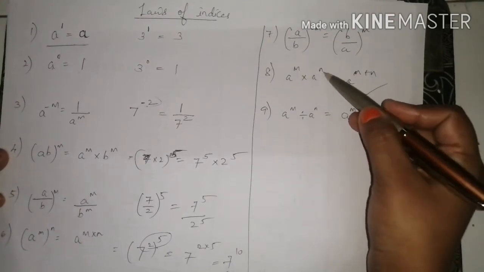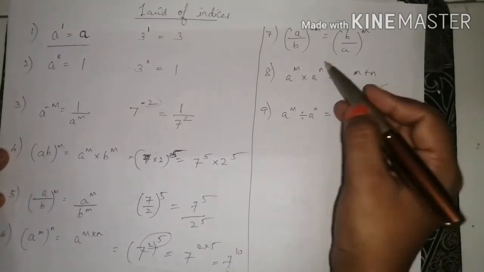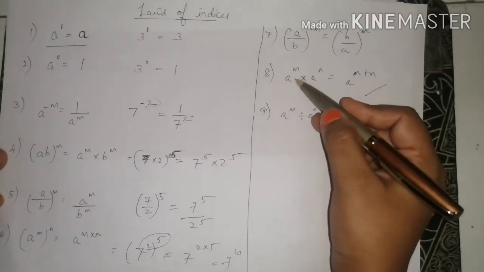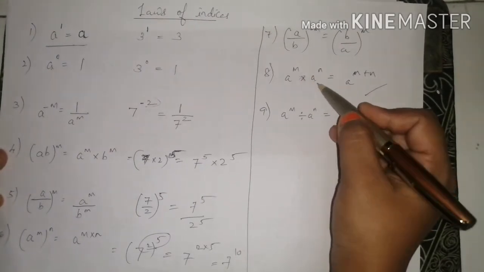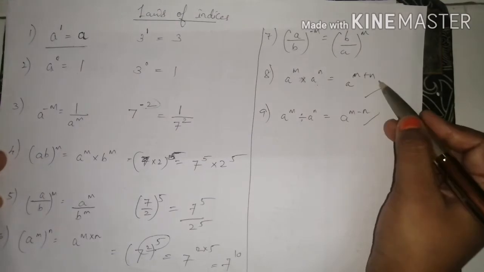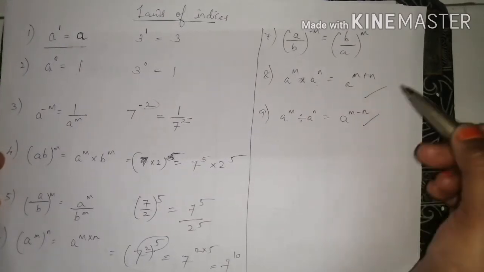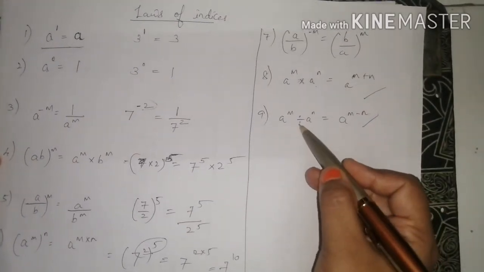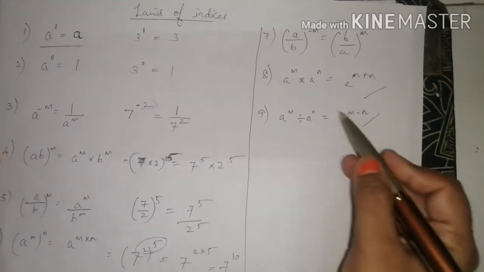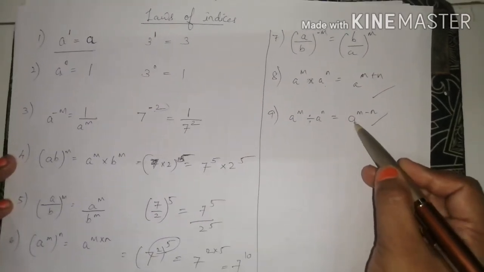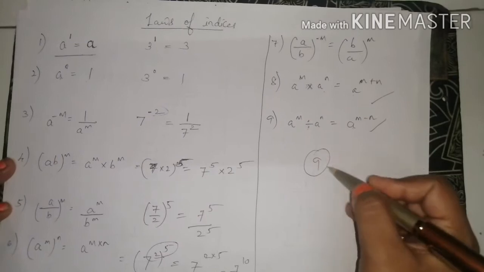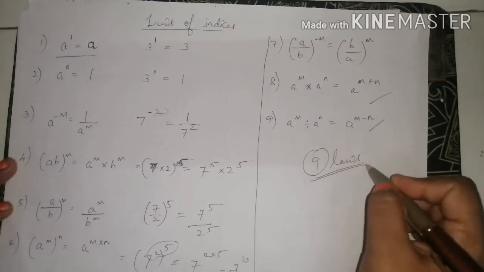These two we have already seen. a raised to m into a raised to n is equal to a raised to m plus n. If there is a multiplication sign between these two numbers, then the powers will be added and the base should be written one time. If there is a division, then you have to subtract the powers by writing the base one time. So these are all 9 laws. Remember them.